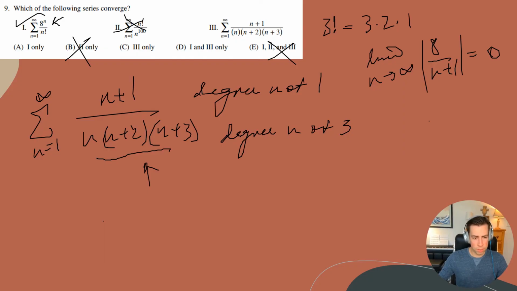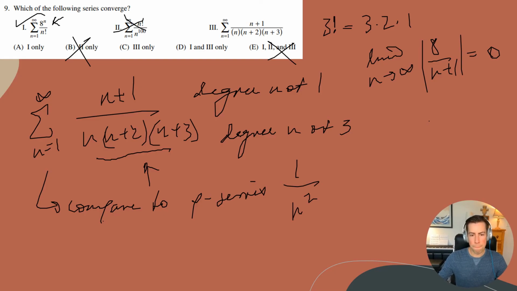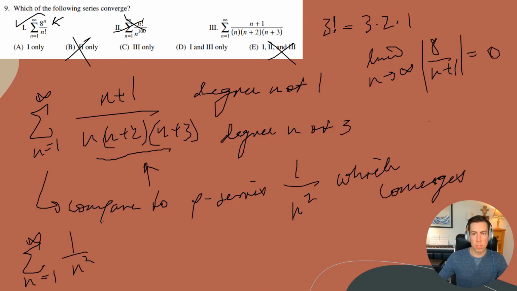Now what I can do is compare this to, I'm not even going to use the b sub n terms. I'm just going to say, think about this logically. I'm going to compare this to a p series, 1 over n squared, which converges. So this is going to converge.